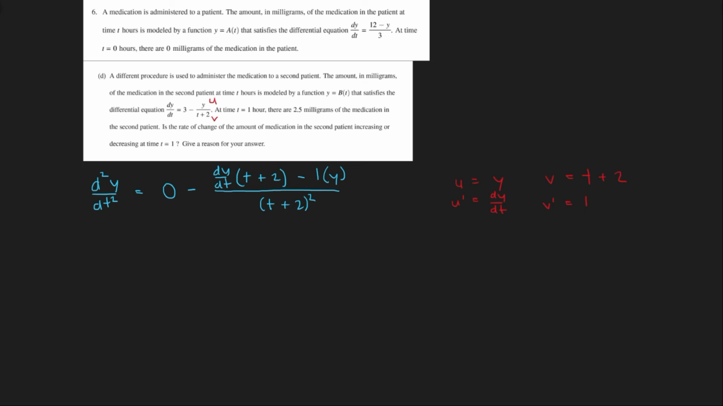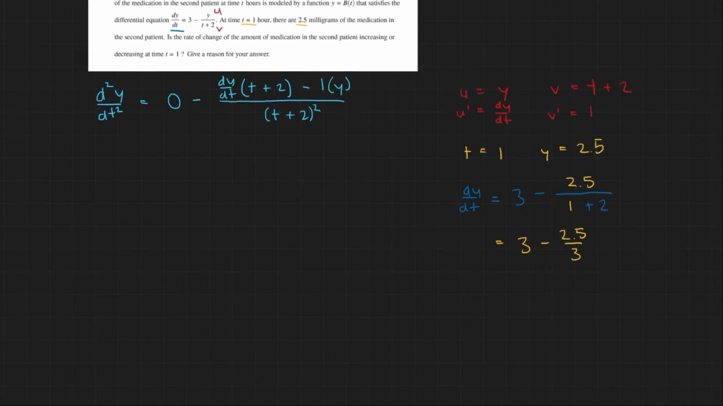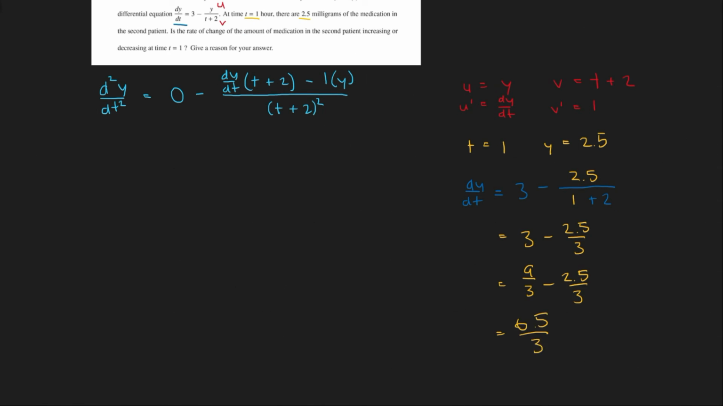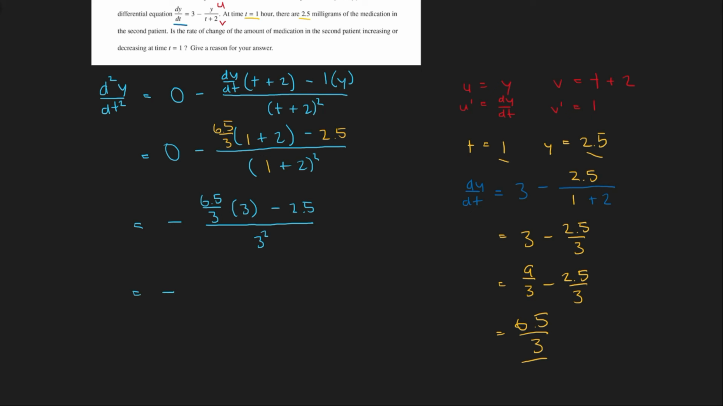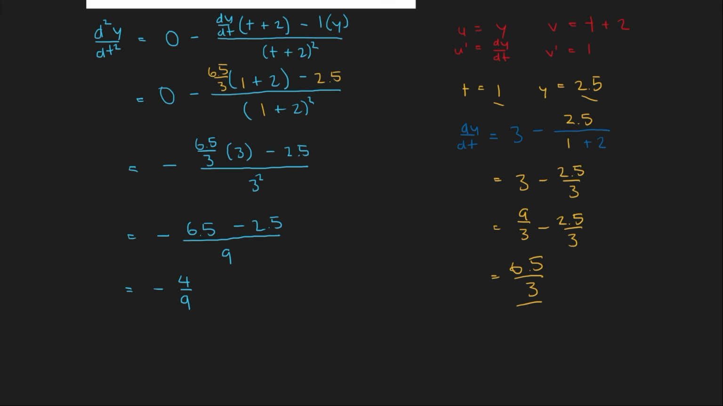Now that we have our second derivative, we need to solve for our unknowns. We know that we're dealing with the case where the time is 1 hour, and there are 2.5 milligrams of medication in the patient. So we know t equals 1 and y equals 2.5. To find dy over dt, we can plug these into the dy over dt equation that we're given, and from that we know the slope at this point will be 6.5 over 3, or something equivalent to it. So now all there is to do is plug in our values, and we get that our second derivative is negative 4 over 9.